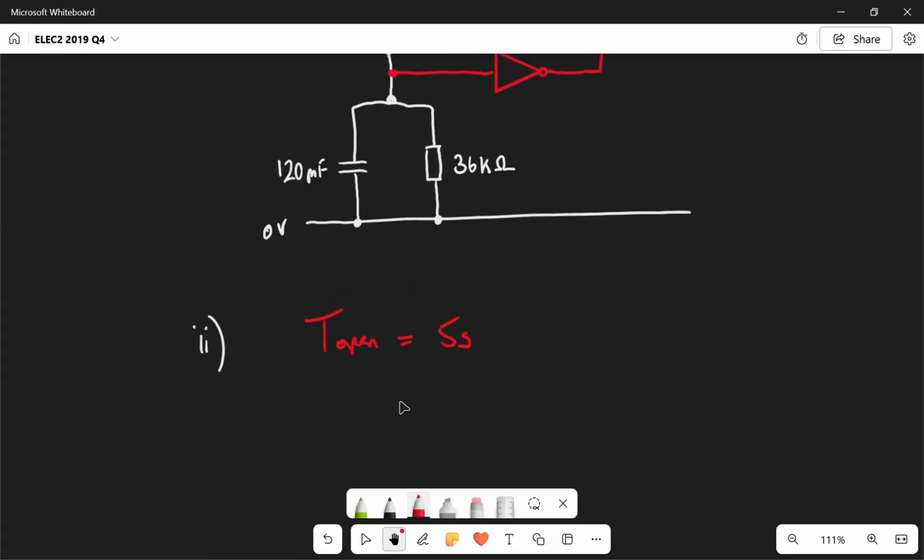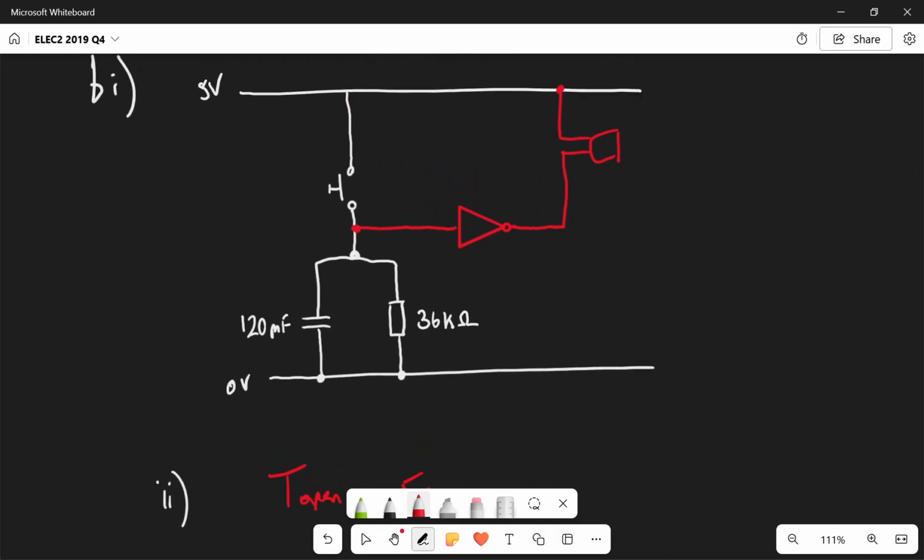But when it's closed, we now need to think about what happens. So when the switch opens, the capacitor is going to discharge slowly through the 36 kilo ohm resistor. Now that means that the voltage on the input of the NOT gate is going to slowly drop from 12 volts downwards. Now we're told that the switching value for the NOT gate is 6 volts. So that's when it's going to register high differences between highs and lows.